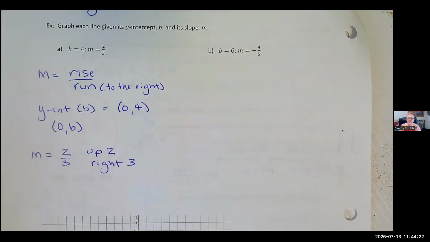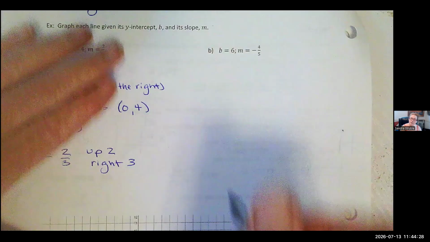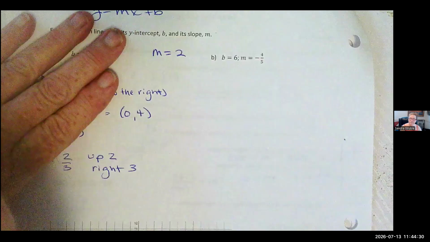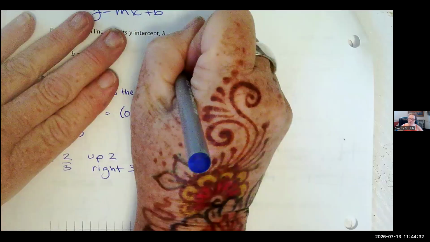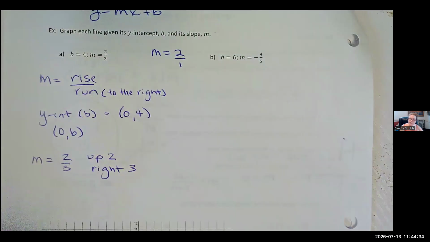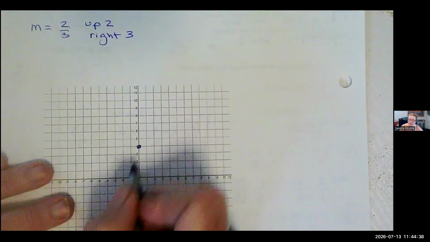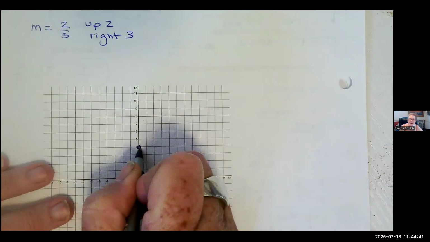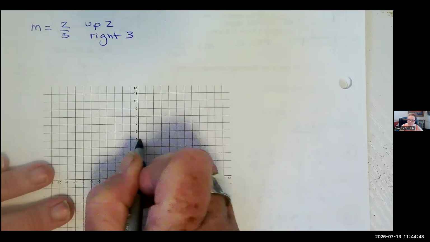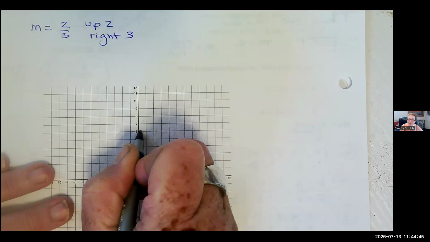All right. If there's no denominator, if your slope is 2, remember those are always over 1. So you're still going to have a run to the right. But for this one, let's go ahead and do from the y-intercept, we're going to go up 2, don't place your point yet, and we're going to run to the right 3. 1, 2, 3. That's where our point is.